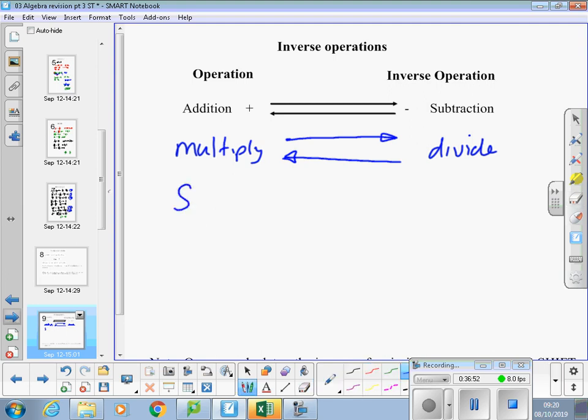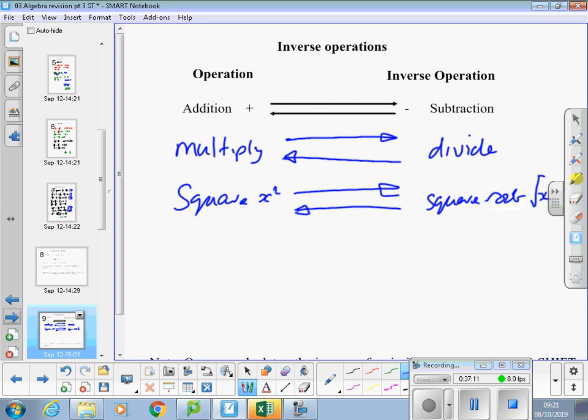Square and square root are opposites of each other. So if we've got a term squared, we want to get rid of that square, we take the square root of it. If we've got a square root and we want to get rid of the root, we square the problem, and it cancels.